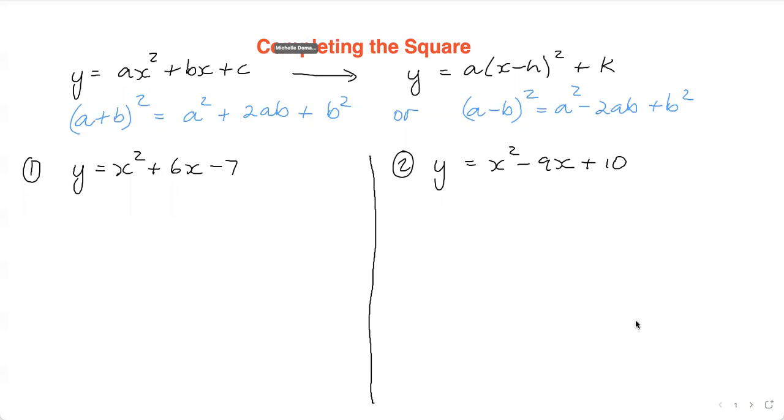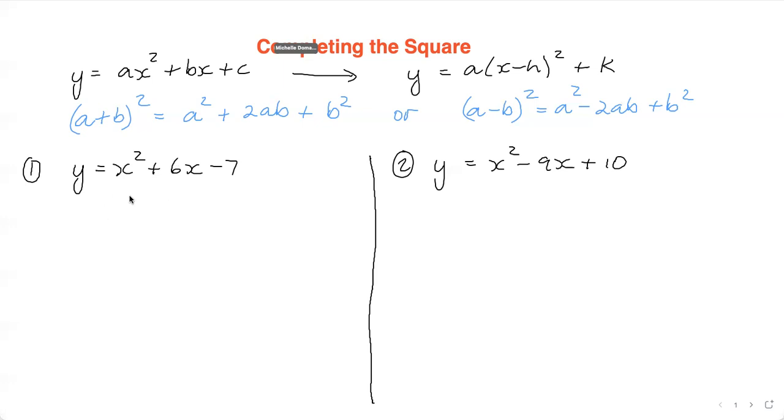What we're thinking about in order to do this process are our perfect square expansions. So keep in mind that (a + b) all squared, if we expand it, comes to a squared plus 2ab plus b squared. And if we have (a - b) squared, that expands to a squared minus 2ab plus b squared. Okay, so let's get started on some examples.